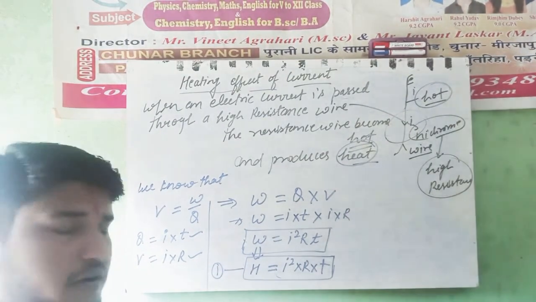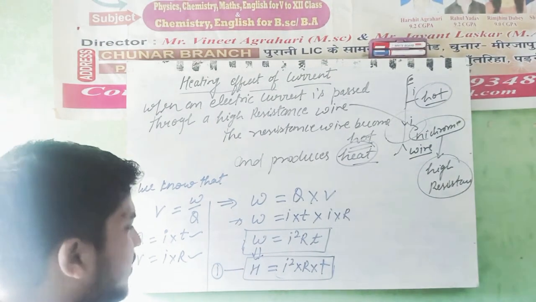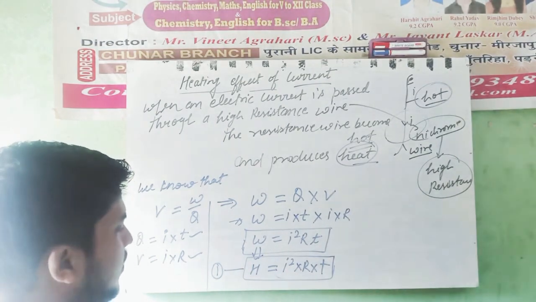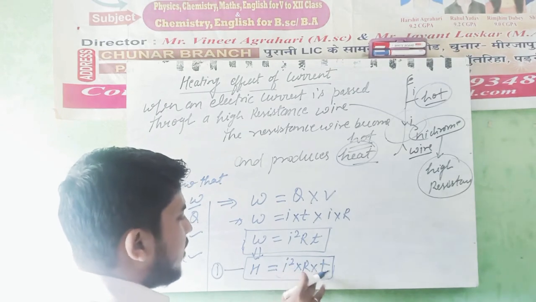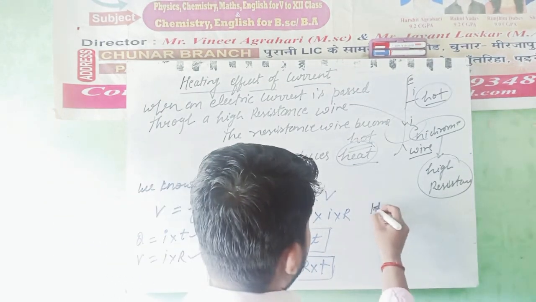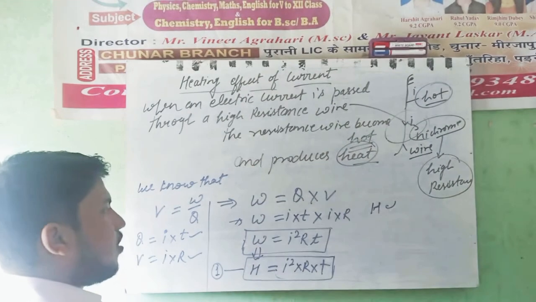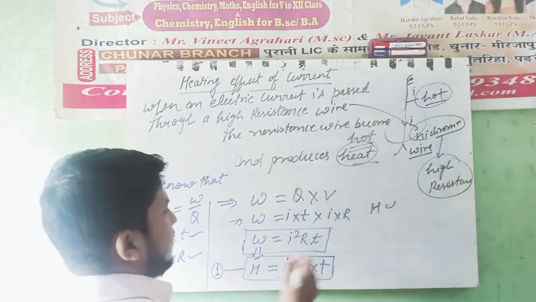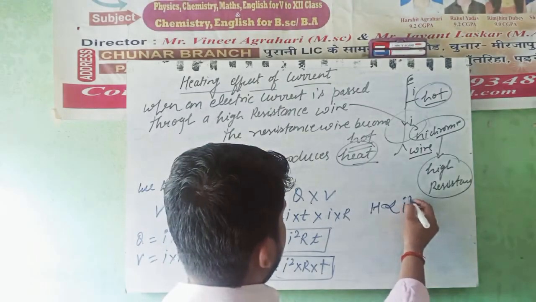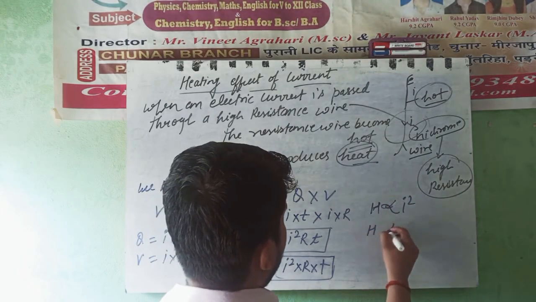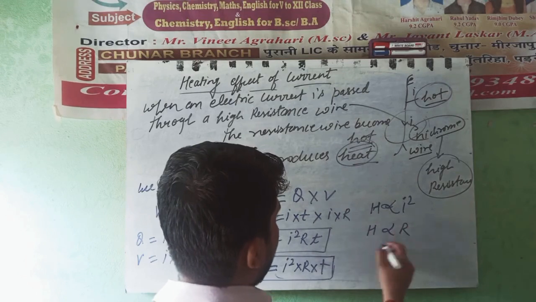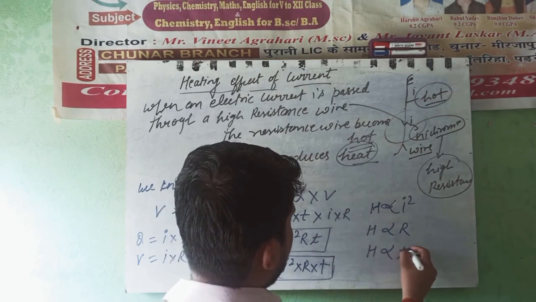From this equation 1, it is very clear. You can see here H is equal to I square into R into T. This equation 1 is called Joule's law of heating equation. And from this equation number 1, it is very clear. H is directly proportional to I square, H is directly proportional to R, and H is directly proportional to time.